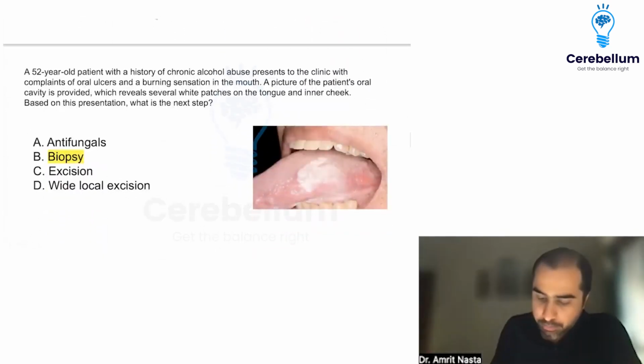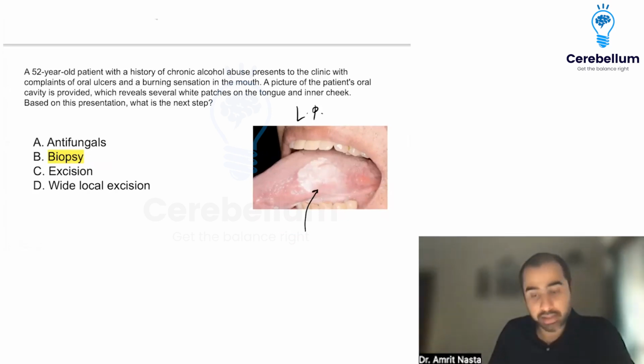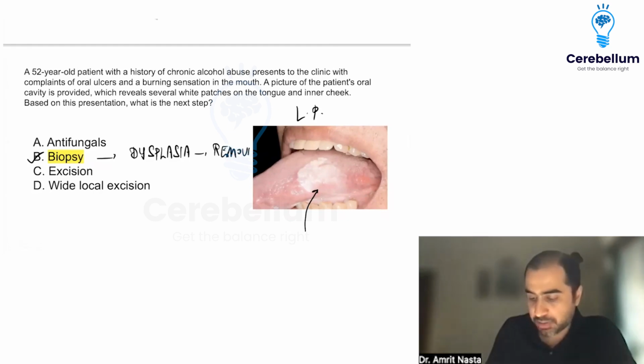Right? A patient comes with ulcers and a burning sensation. He has this lesion. What is this lesion and what is the next step? This is leukoplakia. The next step is going to be biopsy. If the biopsy shows dysplasia, then what will you do? If I see dysplasia, that question gets answered, then you will remove it. If the biopsy shows no dysplasia, then what will you do?